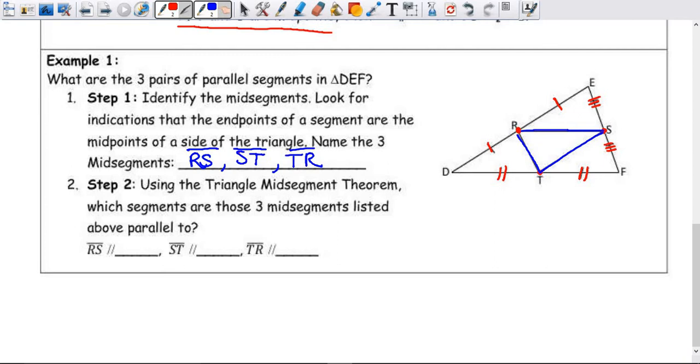Step 2, using the triangle mid-segment theorem, which segments are those three mid-segments parallel to? For RS, you can almost just go off looks. Which one looks like it would never intersect RS would be DF. Those would be parallel. Then ST, and the one that would be parallel is ED. And lastly, TR should be parallel to EF. All right, so you can know all of those segments are parallel based off your mid-segment theorem.